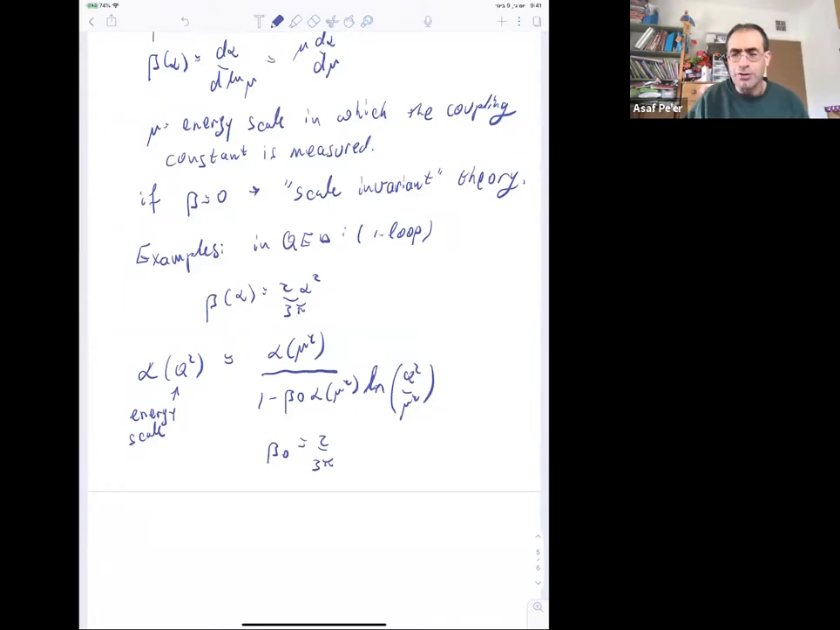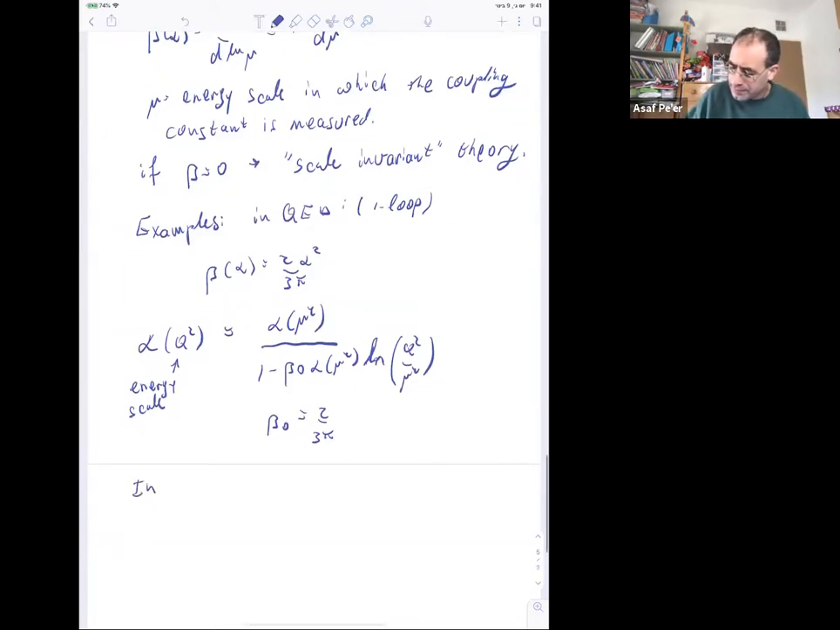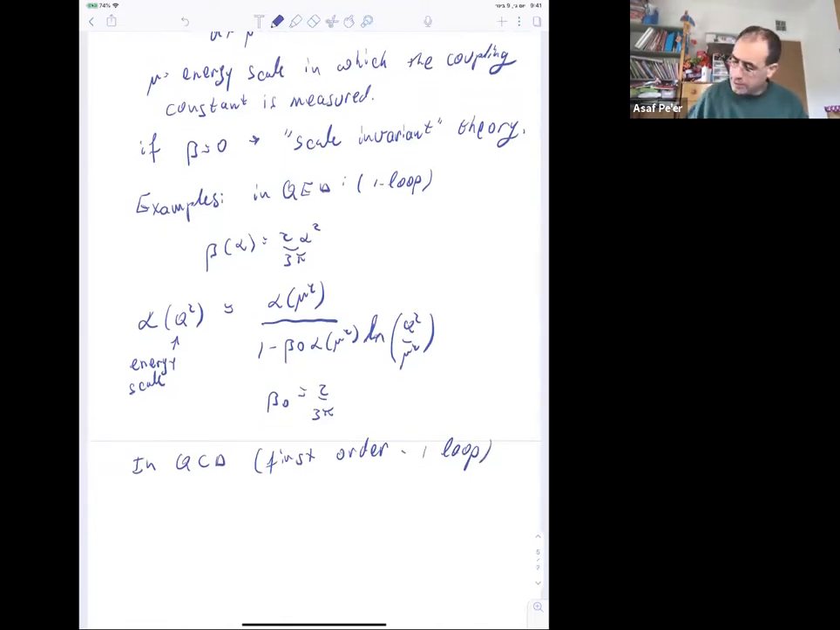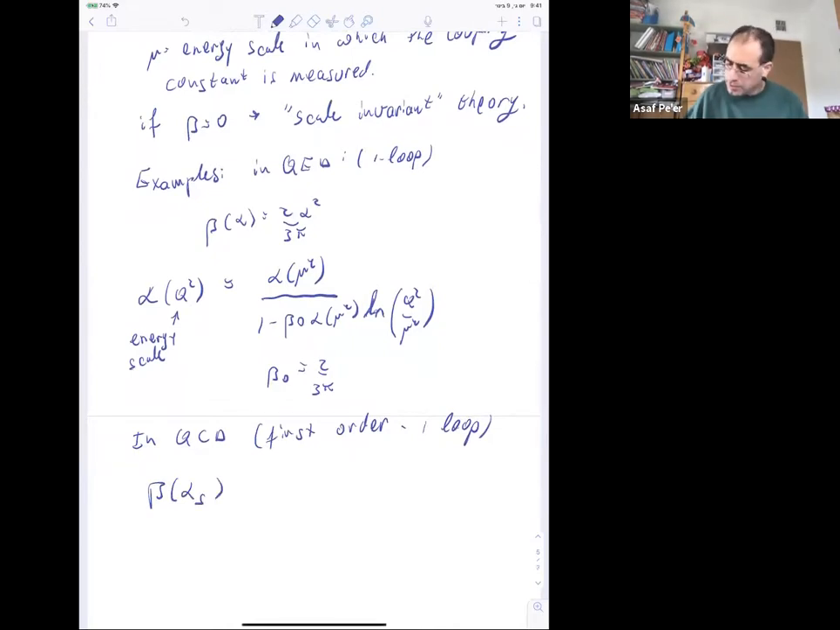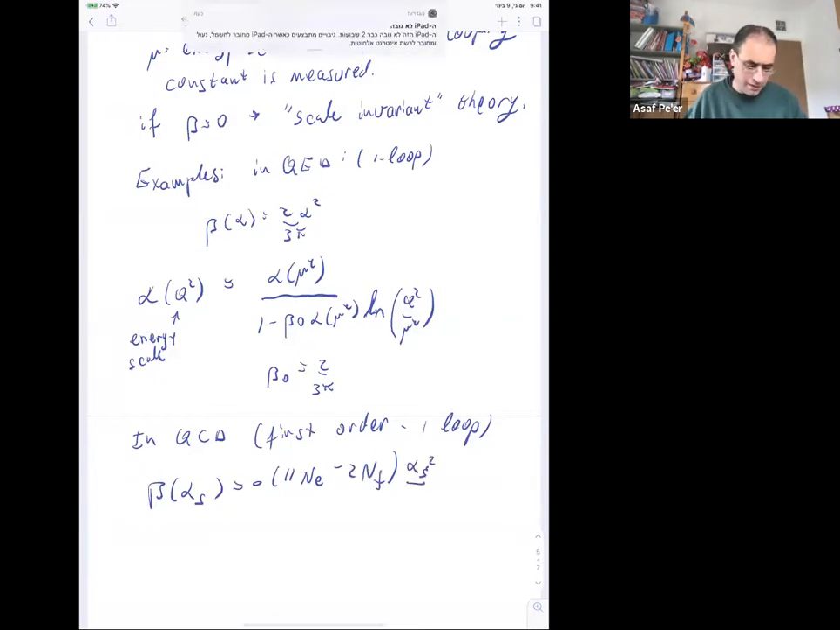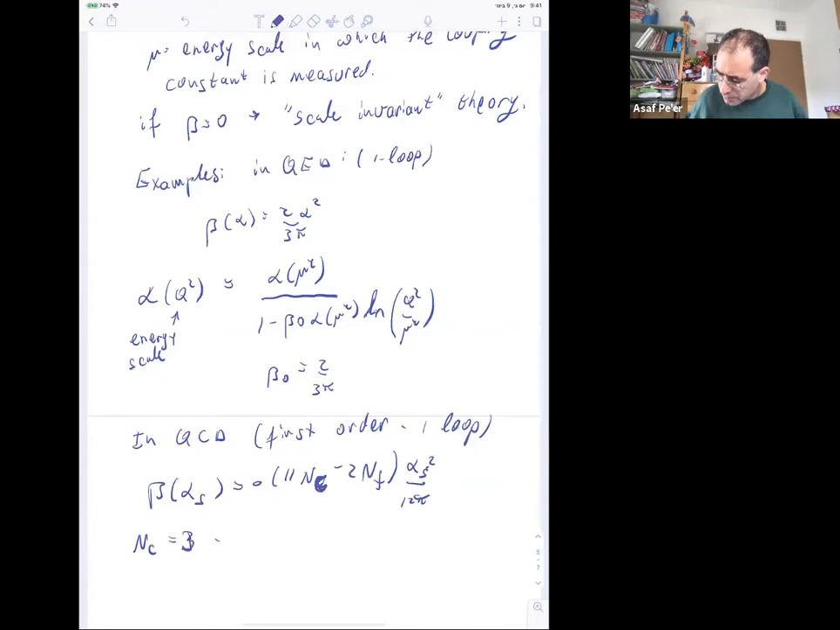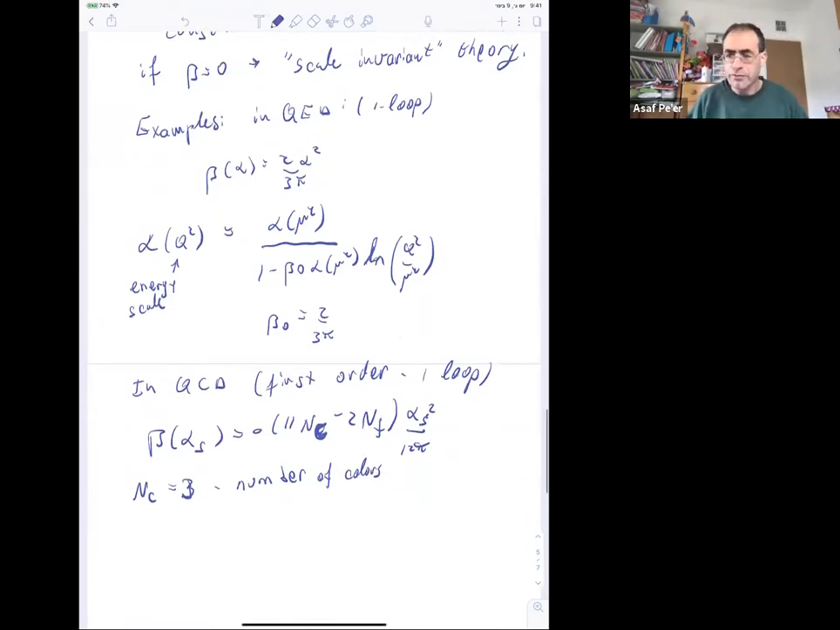In QCD, again, this is also only for first order perturbation theory, only one loop. That's a bit more complicated. Then you get that beta of alpha strong is minus (11 NC minus 2 NF) alpha s squared divided by 12 pi. I think I may have a typo here in my notes. I have to check it. NC, sorry, not NE. NC is the number of colors, and NF is the number of flavors of the quarks.